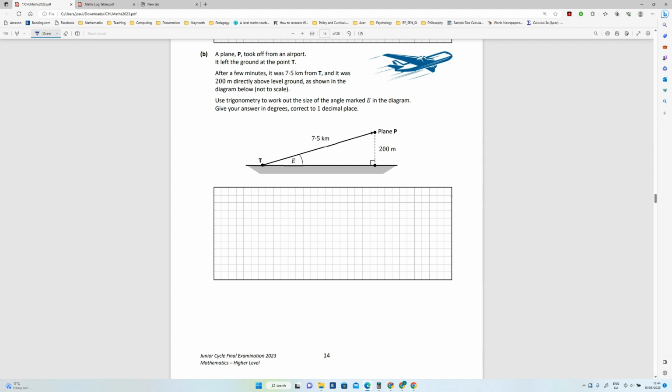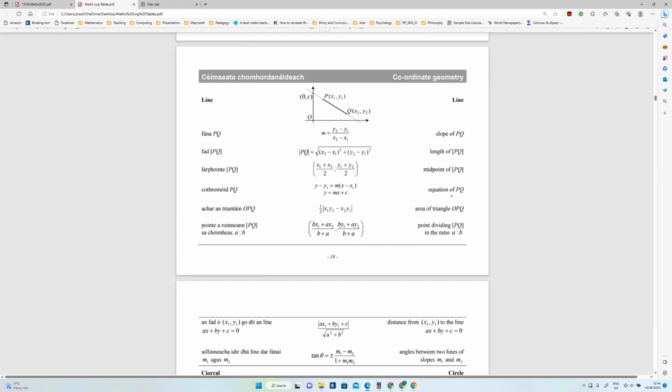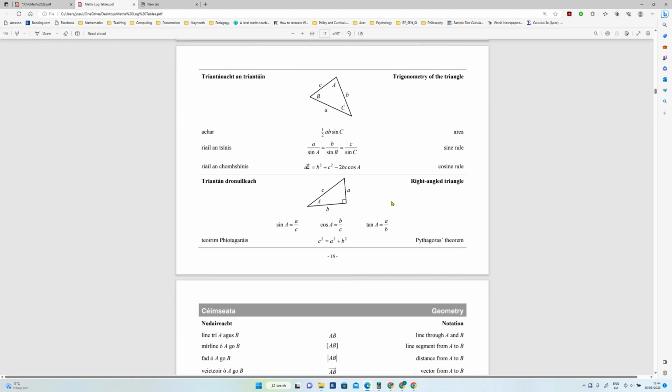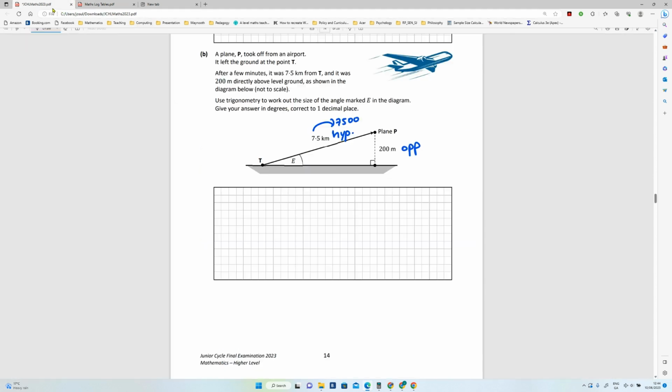Okay, so we've got a right angle triangle here. So this here is the opposite of the angle E, and this here is the hypotenuse. I'm going to also just set this to be 7,500. So opposite over hypotenuse, if you go to your log tables, they're all here for you. This is angle A, or E in my case, that's A over C. So A over C here, you'll see, is sine. So that's the one we're going to use.